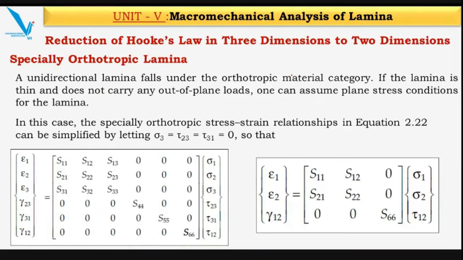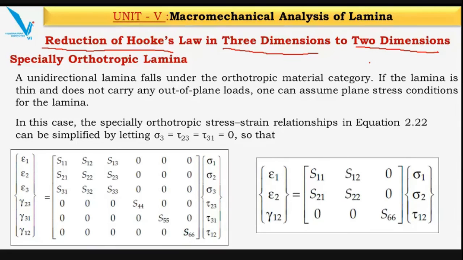Now again, further we are going to simplify these equations. Okay, whatever problems we are going to solve, it will be for the 2D case, not for the 3D case. And that's why I am discussing the topic, that is the reduction of Hooke's law from 3 dimensions to 2 dimensions. Why is it possible? This is because mostly we are dealing with composite laminates having small thickness.